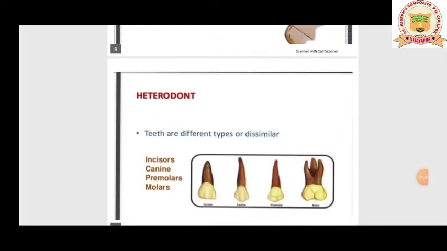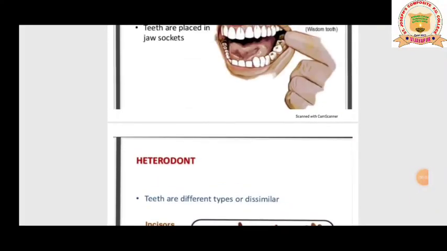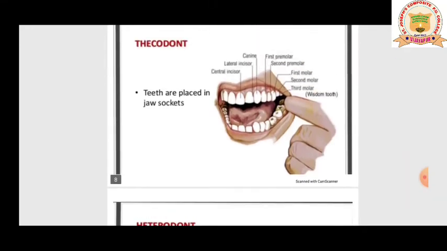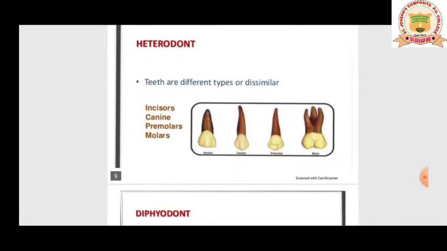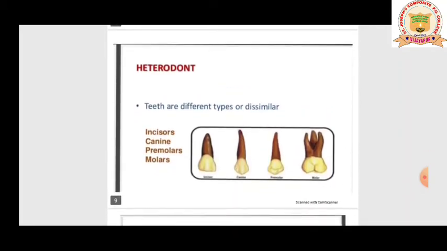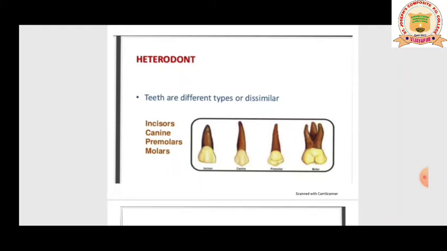Welcome back to part 2 of digestion and absorption, chapter 16. In the last session, I wound up with the different types of teeth and the dental formula. Let me give you a clear picture of how your incisors look, and how your canine, premolar, and molar look.